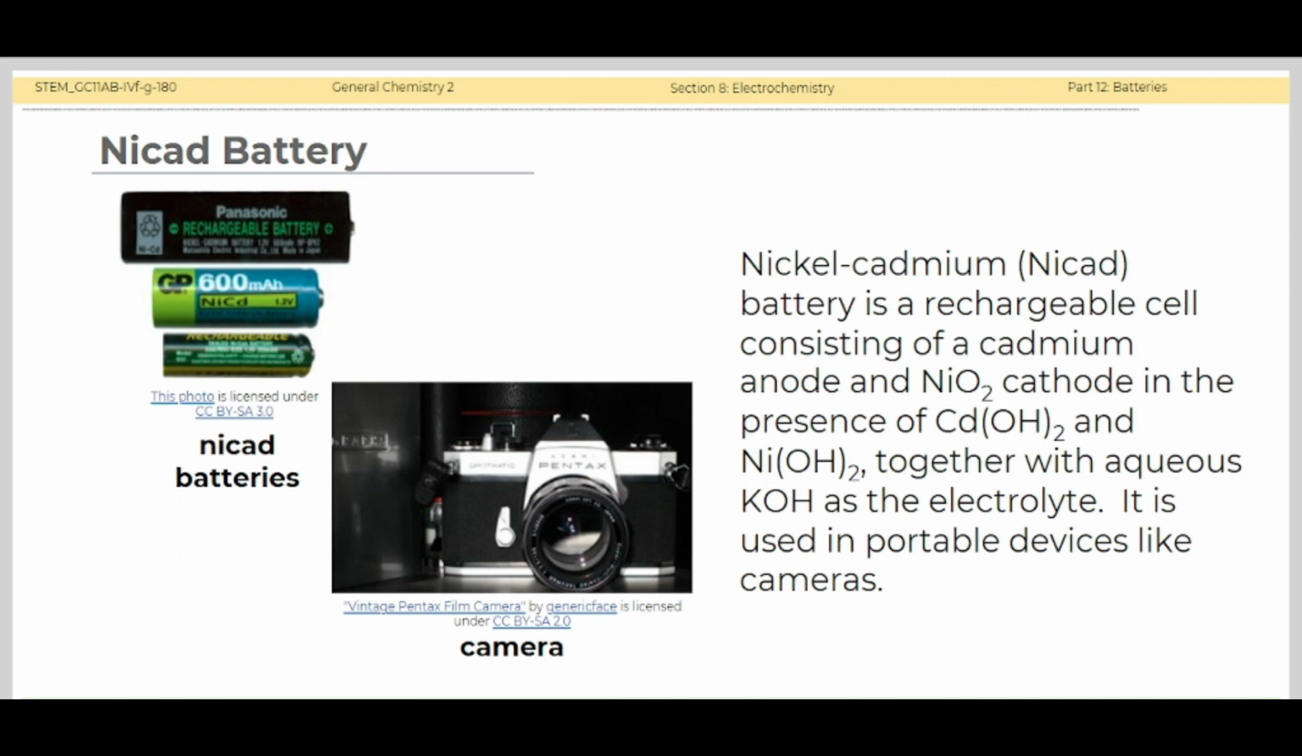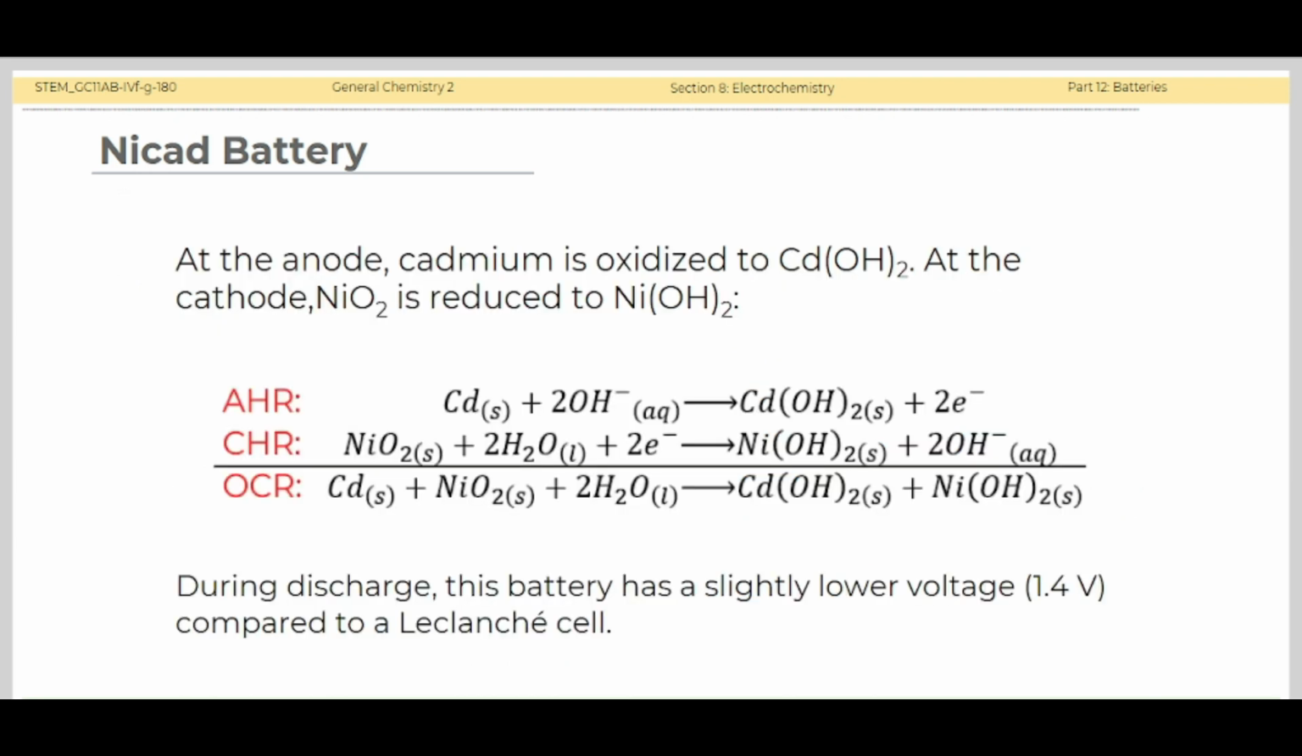Nickel-cadmium or NiCad battery is a rechargeable cell consisting of cadmium anode and nickel(IV) oxide cathode in the presence of cadmium hydroxide and nickel hydroxide, together with aqueous potassium hydroxide as the electrolyte. It is used in portable devices like cameras.